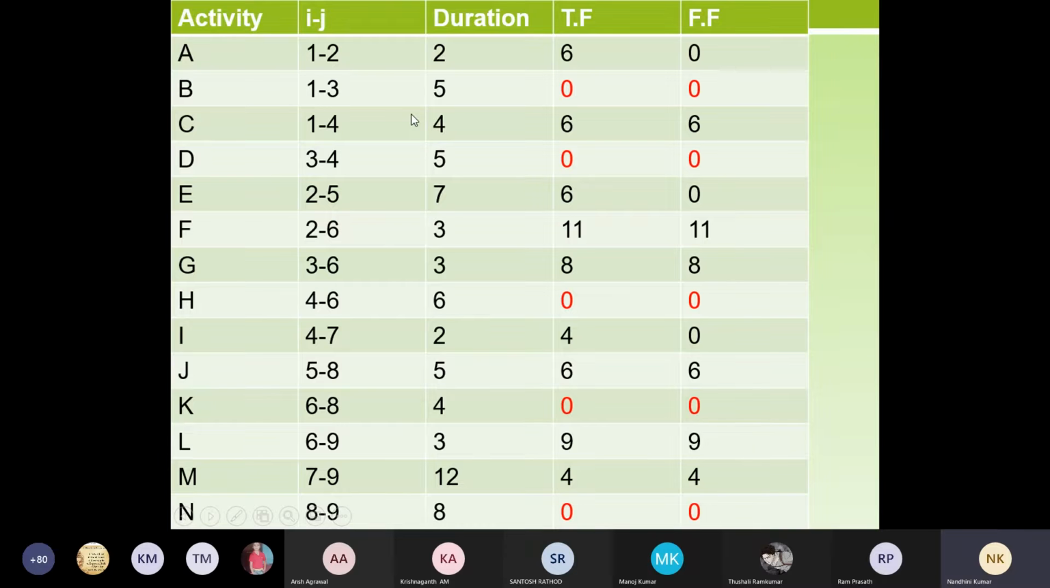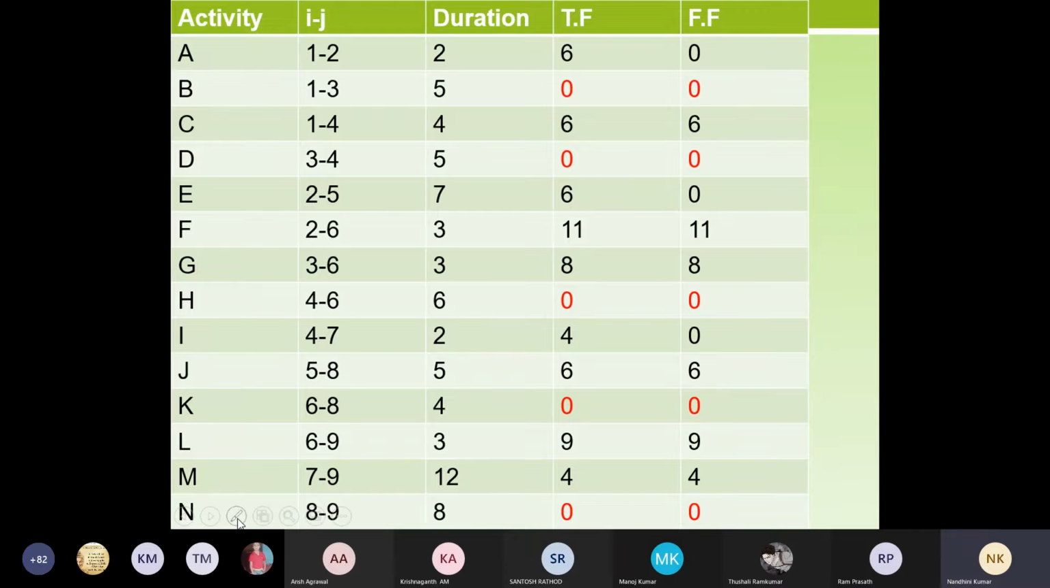Your critical path, that is the activities taking the path 1 to 3, 3 to 4, 4 to 6, 6 to 8 and 8 to 9, will have 0 total float and 0 free float. The remaining others will have some numerical values. When both the total float and free float become 0, that leads you to the critical path. You can check the values for all the activities, total float and free float.